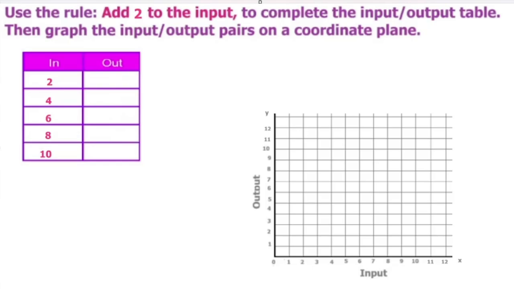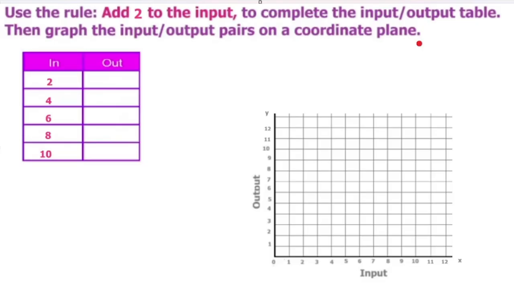In this video, we're going to complete an input-output table, and then we're going to plot those points on a coordinate plane. So if we have a problem like this that says use the rule add 2 to the input to complete the input-output table, then graph the input-output pairs on a coordinate plane.